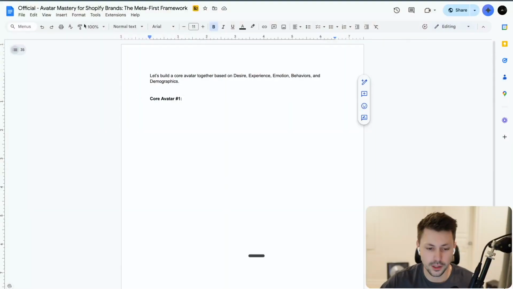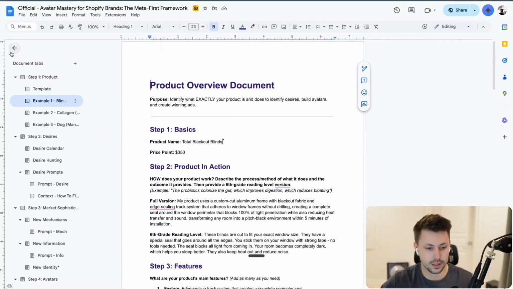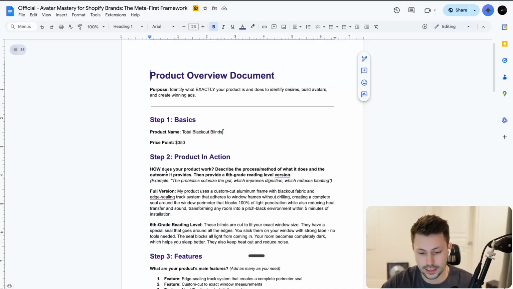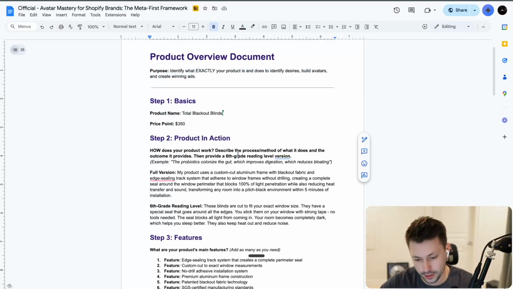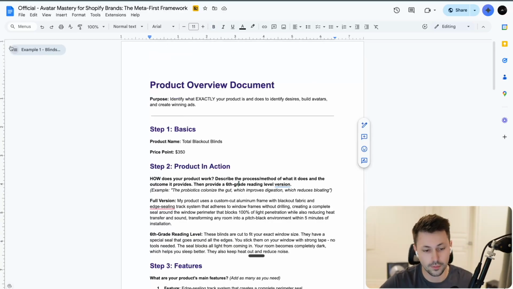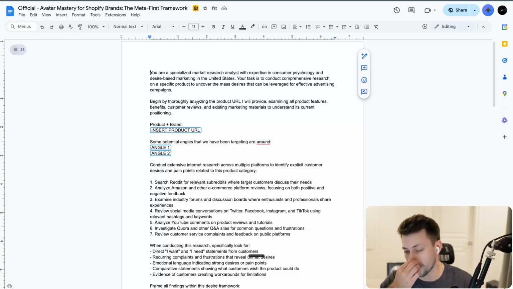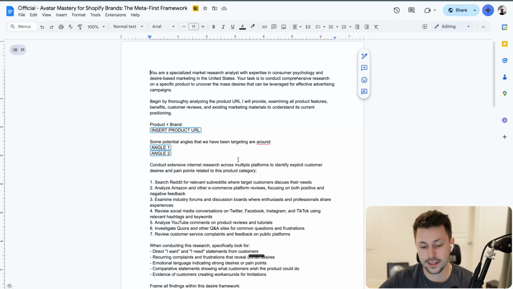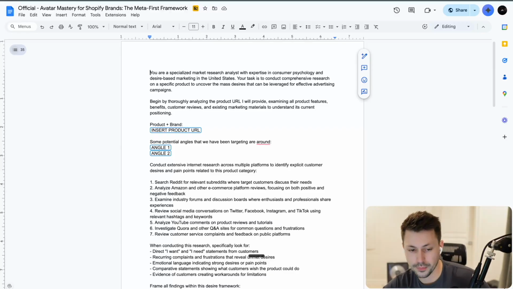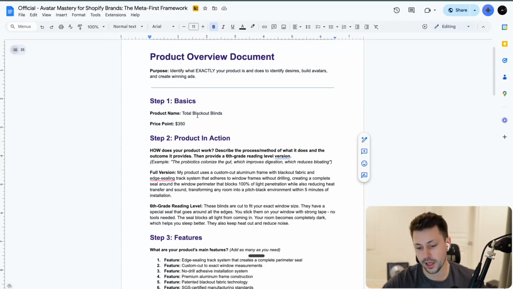So I'm gonna go ahead and jump in here. And again, just for the sake of this, I'm gonna be using what I've already done here, which is in the product overview document specifically. And if you guys don't remember this, there's also a desire prompt that you can use to go out and find some desires and get some potential angles around the product. The product that I'm gonna be using here is these blackout blinds, okay?